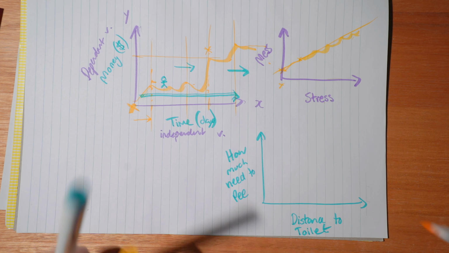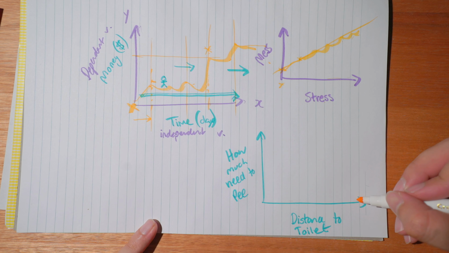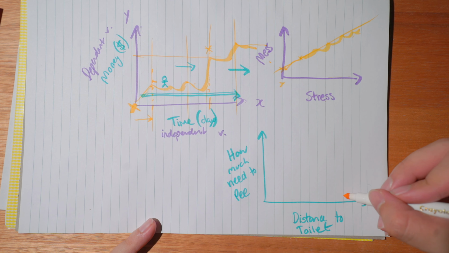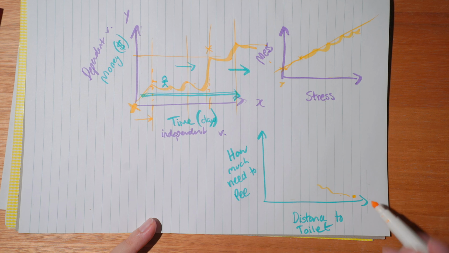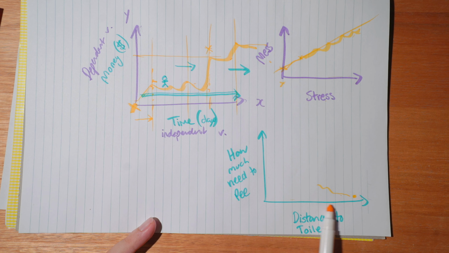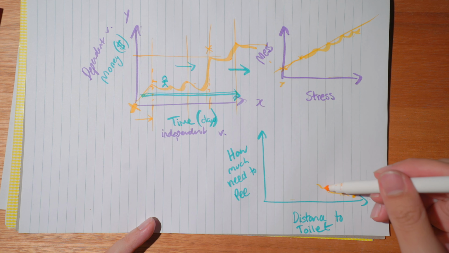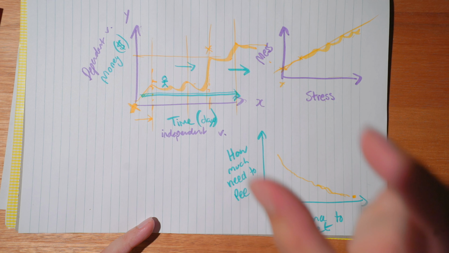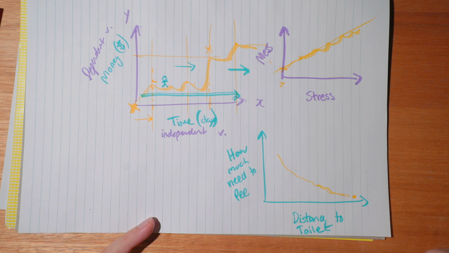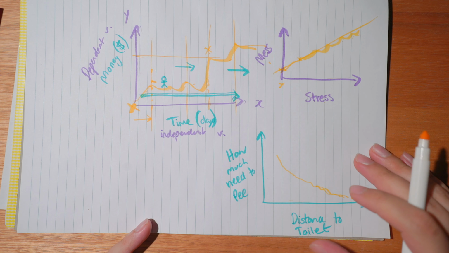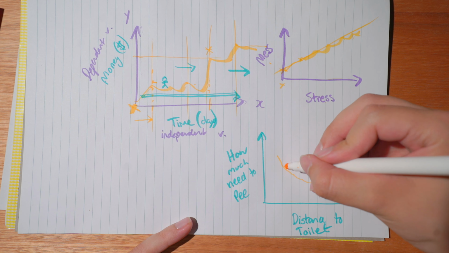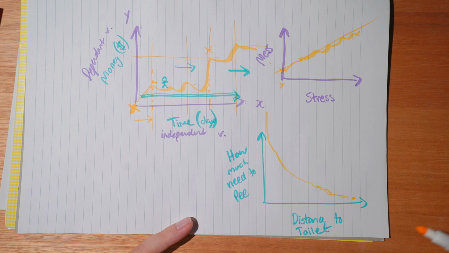Well, when you're really far away from the toilet, you're all right. But as you get closer and closer, so remember the distance to the toilet is getting fewer and fewer, you really start going. You're just pulling up to the service station to get petrol in the car, your mum and dad are getting out a drink of water and stuff like that, and you're like, I'm busting. And it just goes higher and higher.